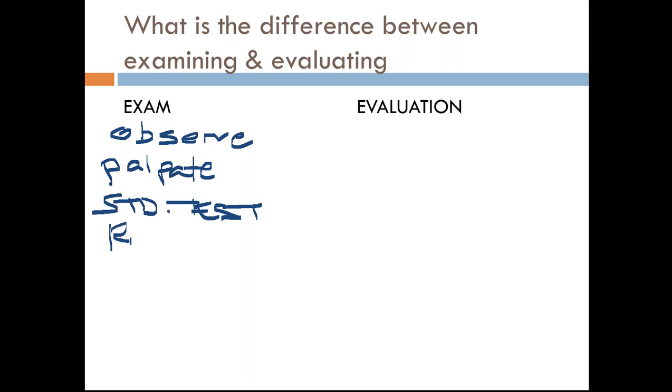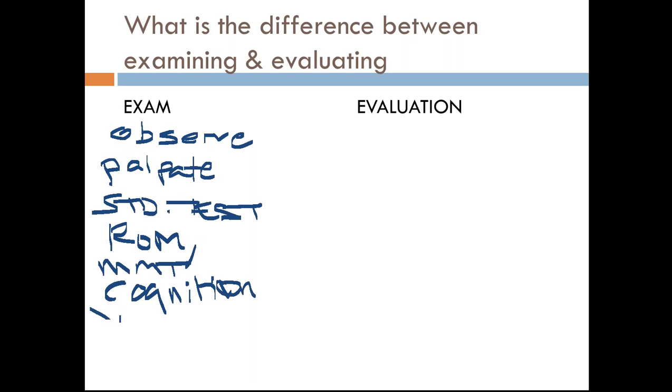All right. So there's things like range of motion, right? The good old stuff. What else? Manual muscle testing. Okay, so manual muscle testing. What else? Vision. Cognition. Okay. All right, so we're getting the gist of it.